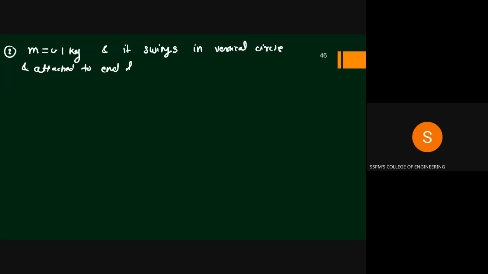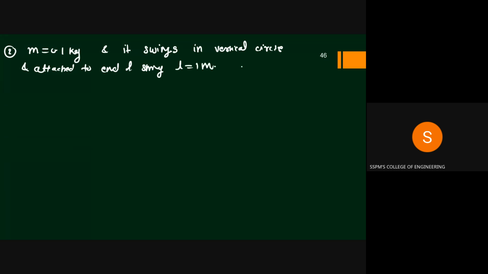Okay, refer the next problem. There is a body of mass 0.1 kg and it swings in a vertical circle. And it is attached to the end of the string. Its length is 1 meter.